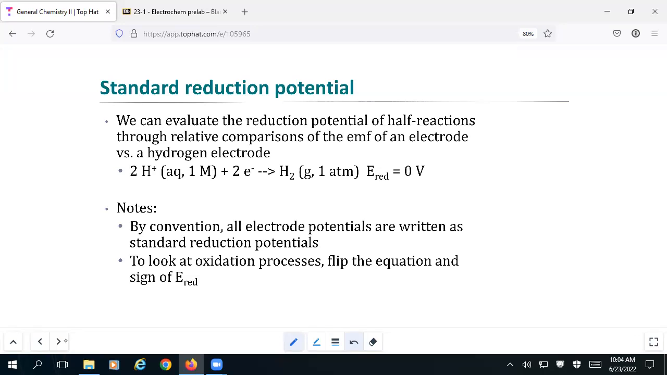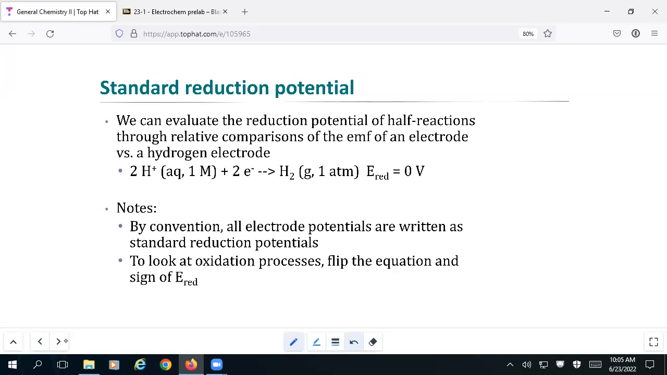the electrons go. Do they go into the other cell, which would indicate that it's getting reduced, and therefore it would have a positive reduction potential? Or do they flow from the other cell into the hydrogen, which would indicate that the hydrogen is getting reduced and the other thing's getting oxidized, which would give us a negative reduction potential since the stuff doesn't want to get reduced, it gets oxidized instead.